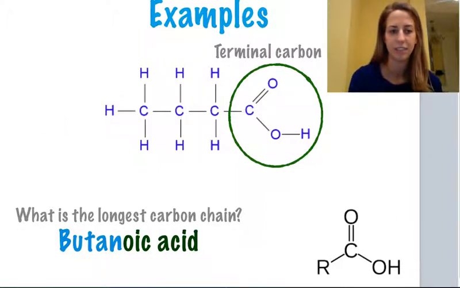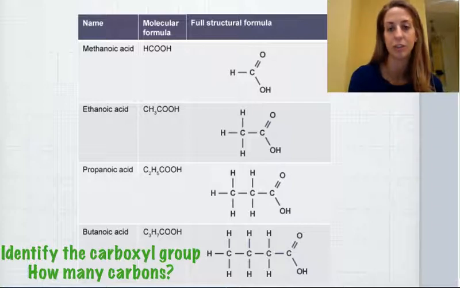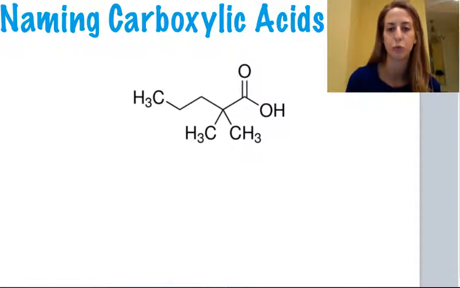This is very simple, much like these ones are quite simple too. Methanoic acid, because we have one carbon. Ethanoic, 2 carbons. Propanoic, 3 carbons. Butanoic, 4 carbons. Now what about if we want to name them when they have their substituents, their little methyl groups added on?